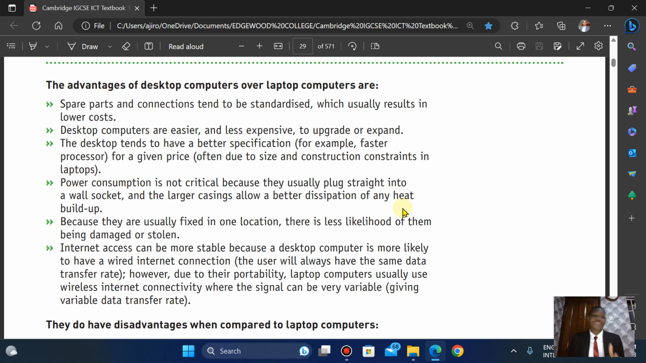Power consumption is not critical because they usually plug straight into a wall socket. And the larger casing allows for better dissipation of any heat buildup. Another advantage is they are fixed in one location, so there's less likelihood of them being damaged or stolen. Internet access can be more stable because the desktop is more likely to have a wired internet connection.